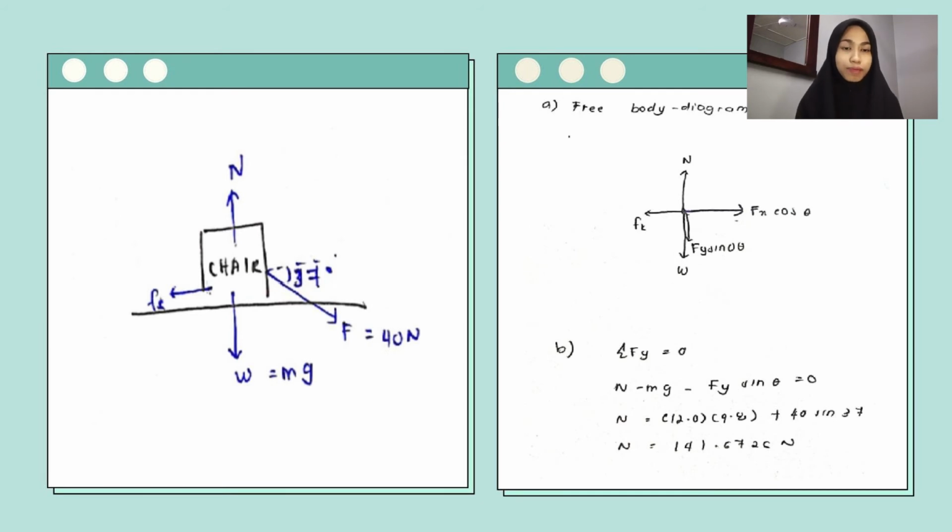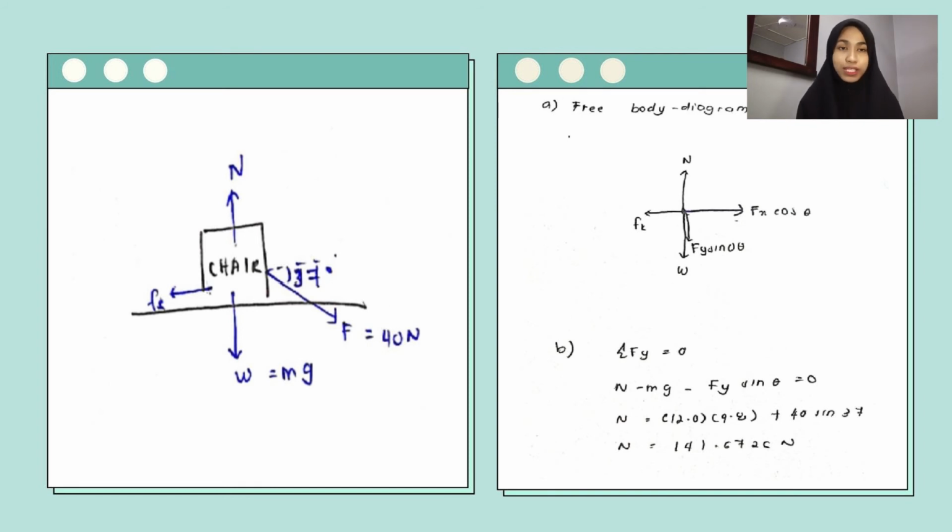For question B, it asks us to use the diagram and Newton's law to calculate the normal force that the floor exerts on the chair. From the free body diagram, we know that the normal force is in the y component, along with the weight and F sin theta. We can use Newton's first law, the summation of Fy equals 0, to calculate it. So the summation of Fy equals 0, which is the normal force N minus the weight W minus F sin theta equals 0. We get N equals weight plus F sin theta.